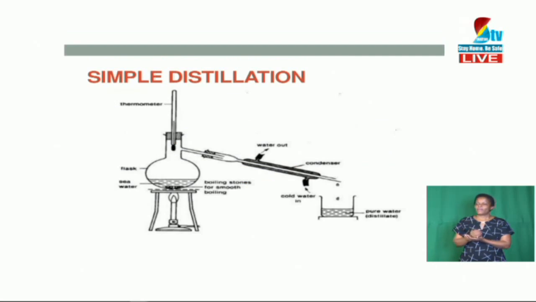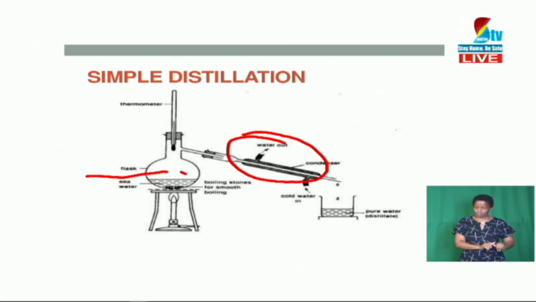So now here is an apparatus for simple distillation. As we have said, it is used to separate mixtures which are solutions. So here, this is our boiling flask. As this solution is heated, the solution starts boiling. When it boils, evaporation occurs, which means the liquid will evaporate, leaving the solute, which is solid, and then here the water vapor is condensed.